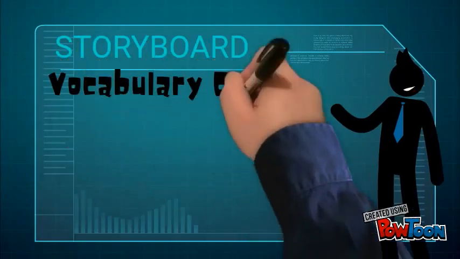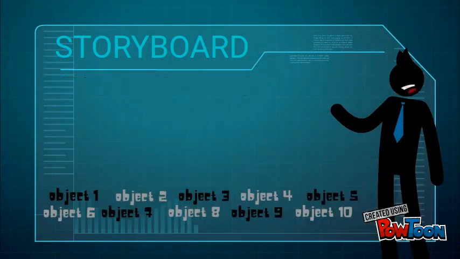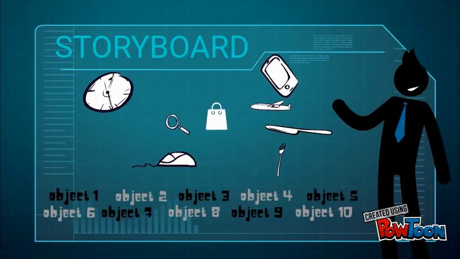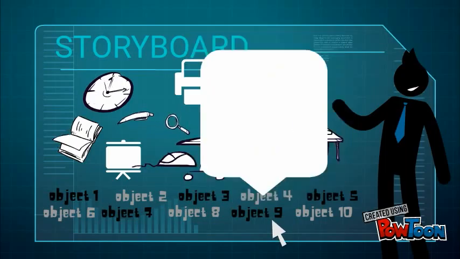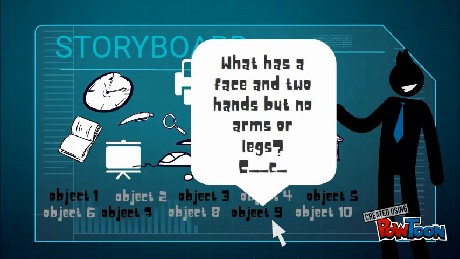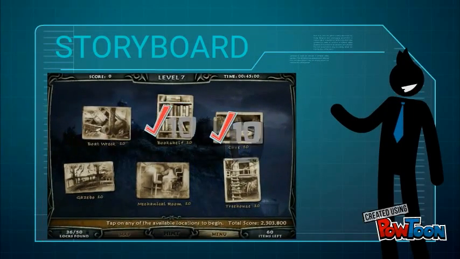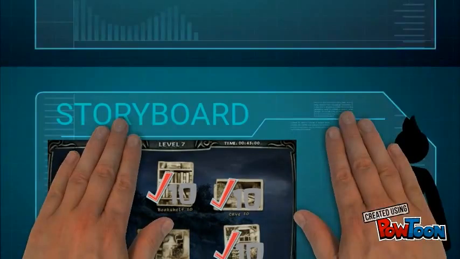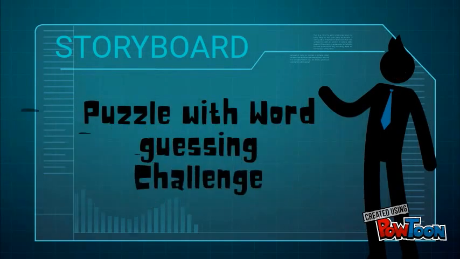In the vocabulary challenge, mystery words will be given and the player must first solve the mystery word before finding the item, within the group of objects scattered in the place, that corresponds to the given mystery word. To solve the mystery word, the player may click the mystery word and a riddle will show as a clue. The player must find 50 items within 5 different places to complete. After the first part, the puzzle with word guessing challenge will be unlocked.